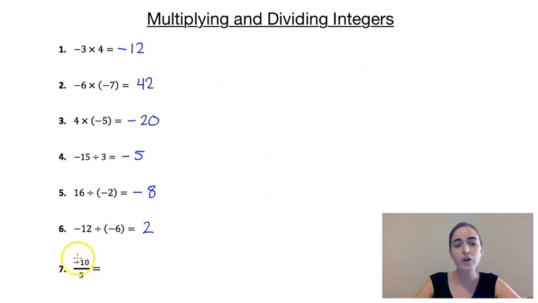Our last question, we've got -10 over 5. When you've written a number in a fraction, it means divide. So I've got a -10 divided by 5. Because one's negative and one's positive, I'm going to have a negative answer. And 10 divided by 5 is 2.